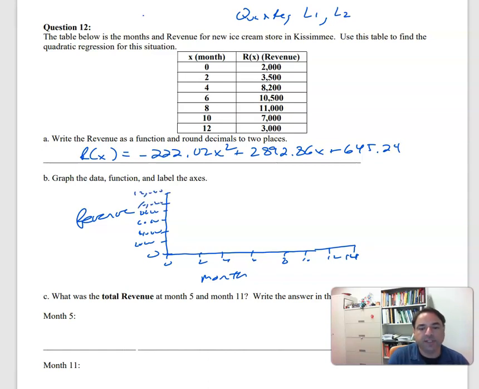So maybe 0, counting by 2,000s, and we'll go up to 12,000. Sketch it all first, then we're going to do it in the calculator. Now again, I can just label this: 0 is 2,000, 2 is 3,500, 4 is 8,200, 6 is 10,500, 8 is 11,000, 10 goes down to 7,000, 12 goes to 3,000. Okay, but we're going to do it by hand, and we're going to put that equation in.